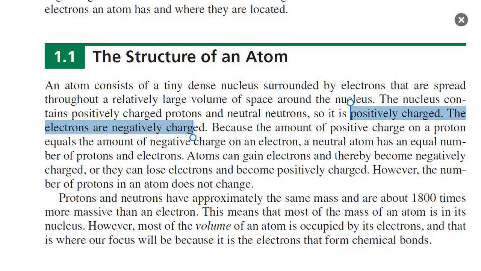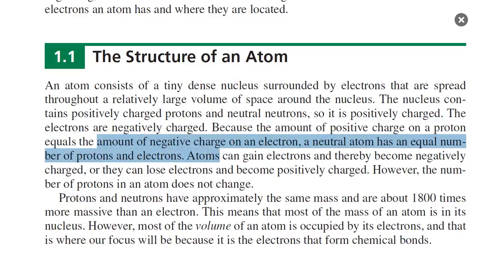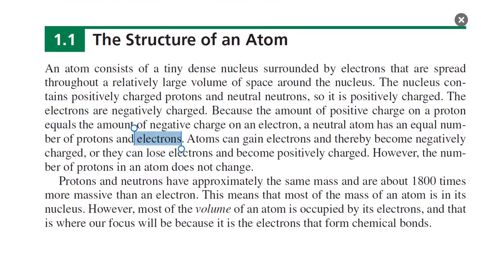The amount of positive charge on a proton equals the amount of negative charge on an electron. So each proton has one unit of positive charge, each electron has one unit of negative charge. So if electrons and protons are equal in number, you're going to have a total of zero charge. A neutral atom has an equal number of protons and electrons. We're going to talk about the neutral atom. If you do see a neutral atom, what are you going to have? An equal number of protons and electrons. That's right, because then you add the number of positive charges and the number of negative charges. What will you see? It will be zero. So, neutral.